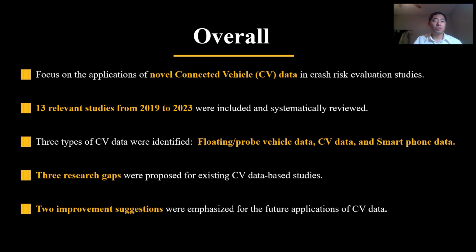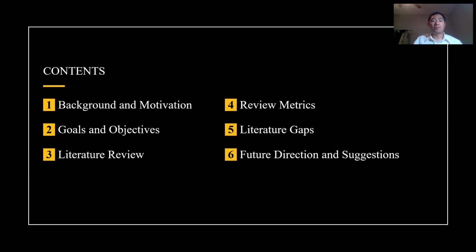From the review, three types of CV data were included in this study, including the floating or probe vehicle data, the CV data, and the smartphone data. Three research gaps were proposed for the existing studies. And finally, based on the reviewed papers, two improvement suggestions were emphasized for the future applications of the CV data. My presentation can be divided into these 6 parts.